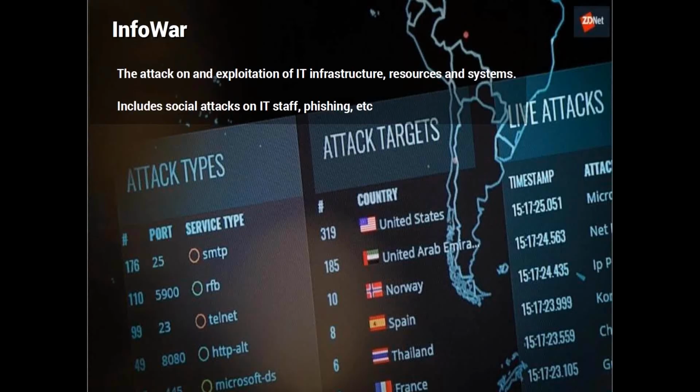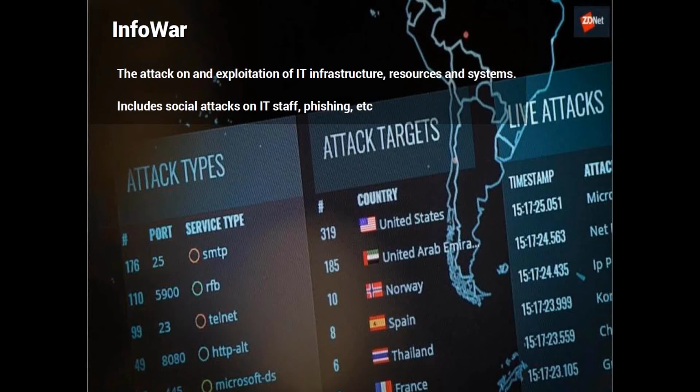So first of all, we'll get the notion of InfoWar. InfoWar is not cybersecurity. It encompasses cybersecurity. Cybersecurity is a special kind of InfoWar. InfoWar in general is the attack and exploitation of IT infrastructure, resources, and systems. And this could mean anything from subverting a company's organization by bribing a programmer to install malicious code, to disrupting their development process.